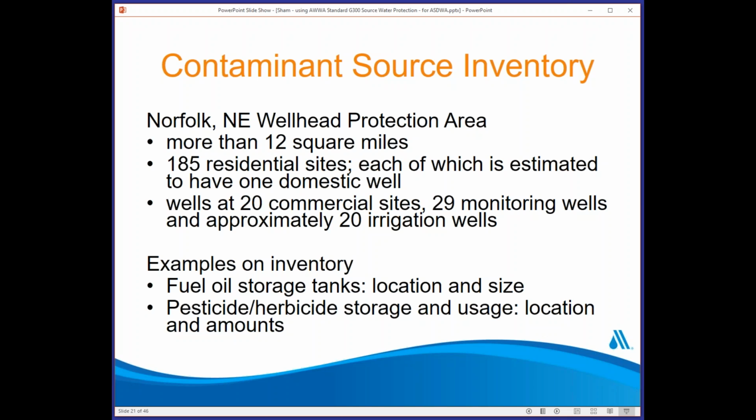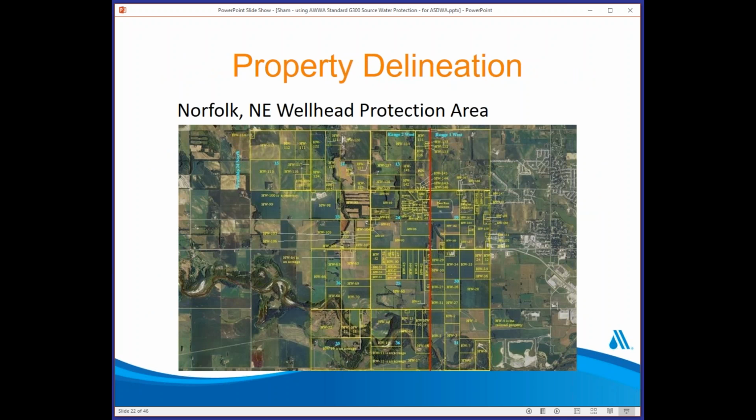Regarding the inventory of potential and actual contamination sources, we identified fuel oil storage tanks, and we can identify the location and the size of these tanks, and also where people store pesticide and herbicide, how they use it, and the location and the amount. Here is an aerial photo of this particular area, where you can see the plat map and the agricultural field, and also identify the various different contamination sources or potential contamination sources that are located within the wellhead protection area.